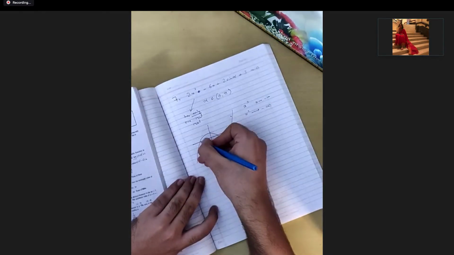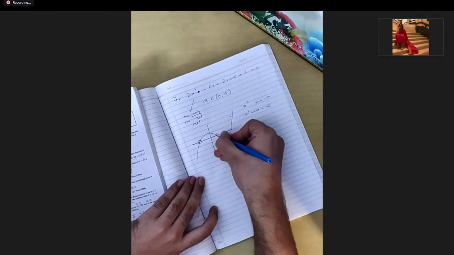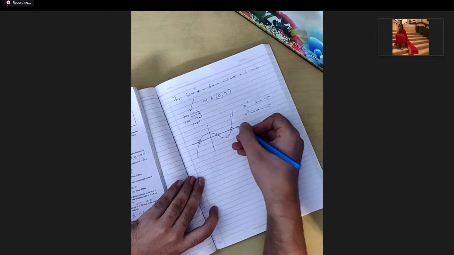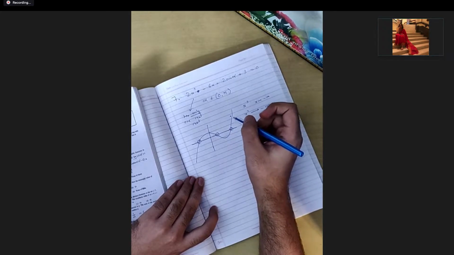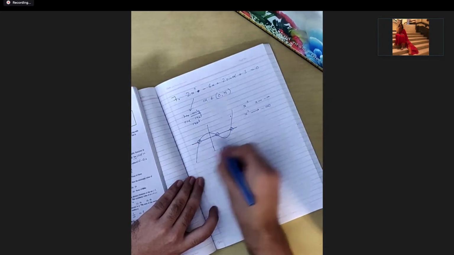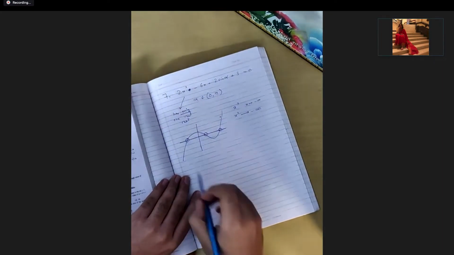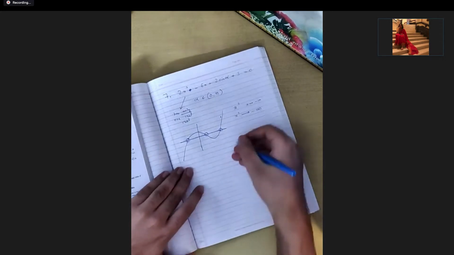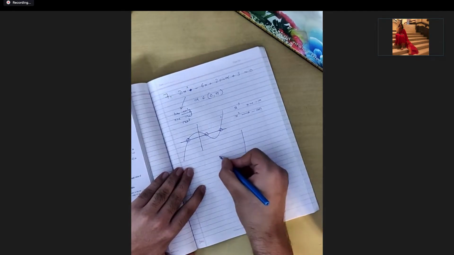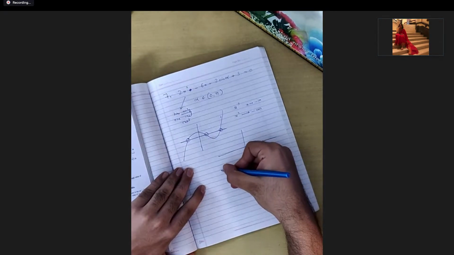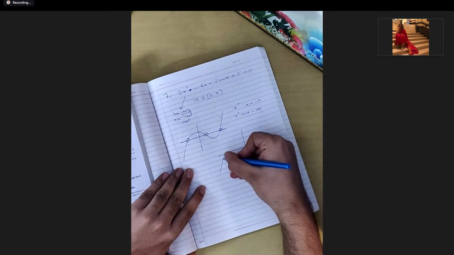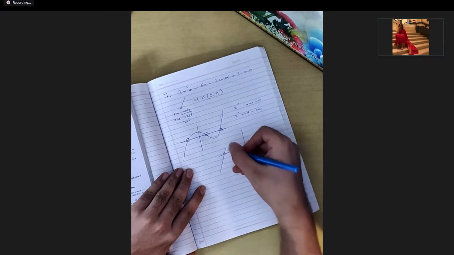So in this case, like what I drew, you can see that there are three real roots. A root is a point where the graph cuts the x-axis. So here are three real roots. But we want only one real root. So what kind of case can that be? Here, it comes from here. There's one real root.